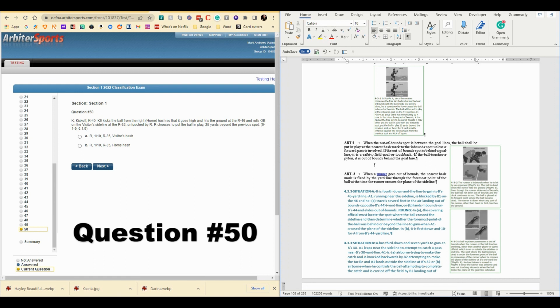And basically he's asking which hash mark we put it on. And rule 4.2 over here says when the out of bounds spot is between the goal lines, the ball should be put in play at the nearest hash mark to the inbound spot. So the answer is A.